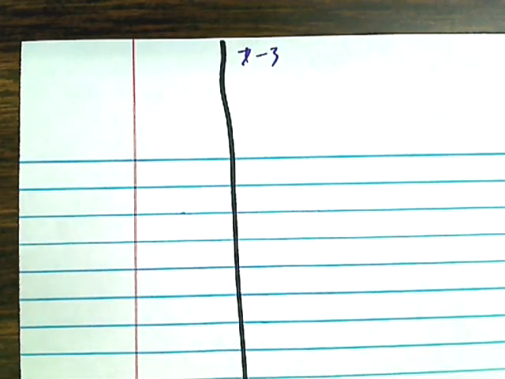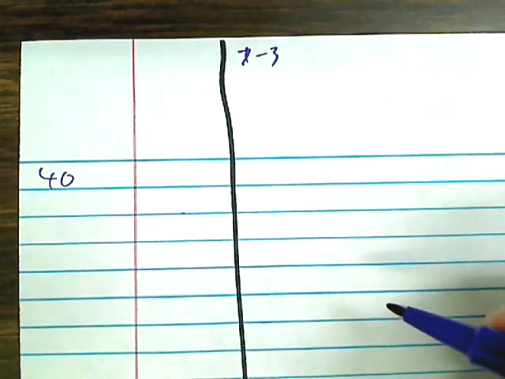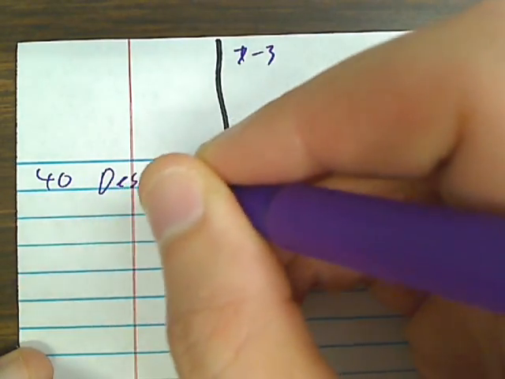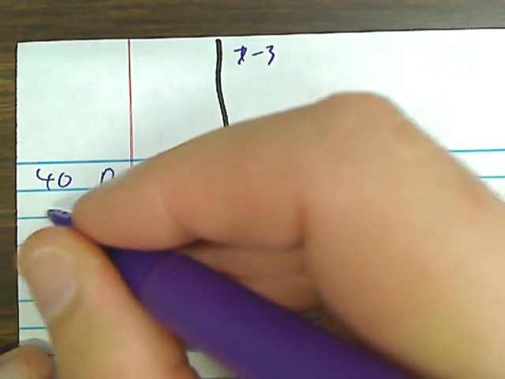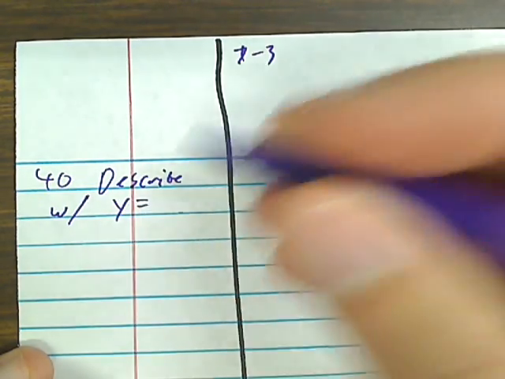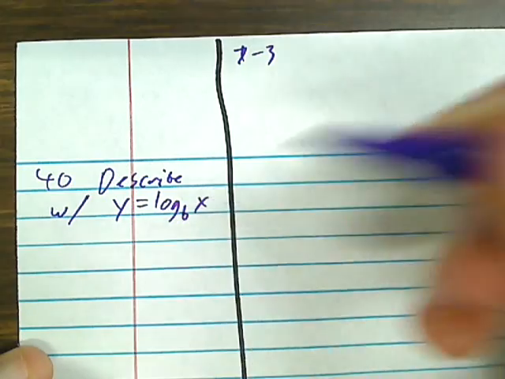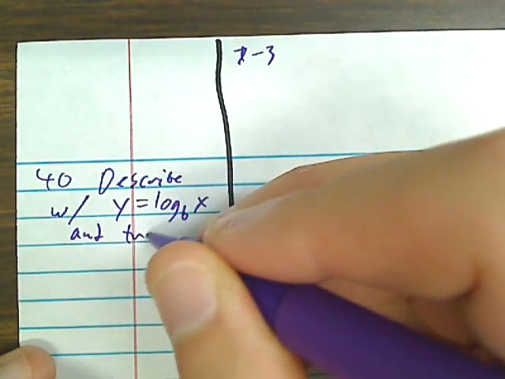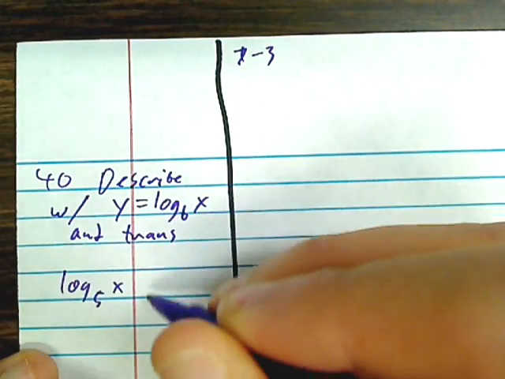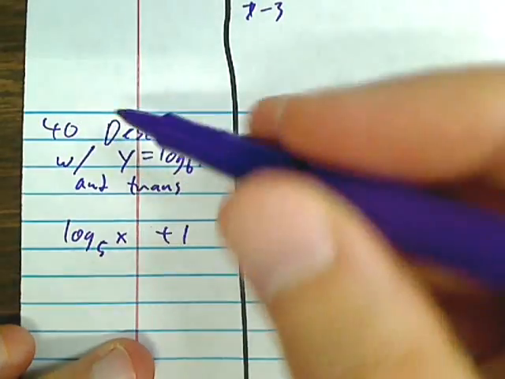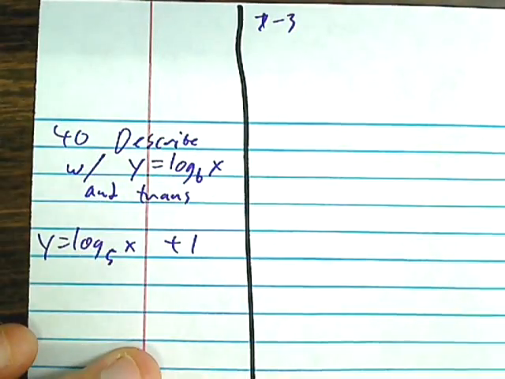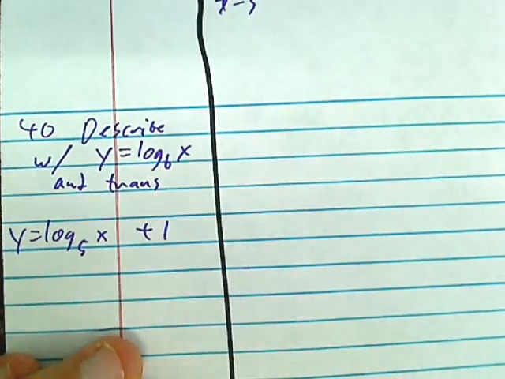So let's first look at number 40. Number 40 says, describe with reference to the parent function. The parent function, which is given to you in the description, is y equals log base b of x, and transformations. The problem they give you for number 40 is y equals log base 5 of x plus 1. These are in the instructions. I abbreviated it, and this is the actual problem they gave. Go ahead and try that out.